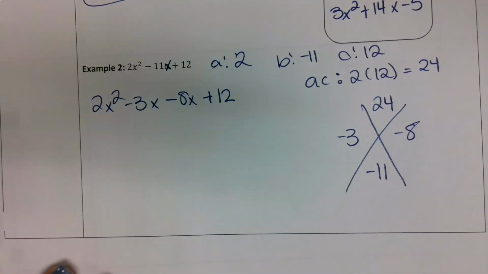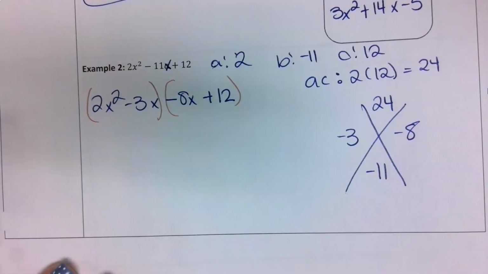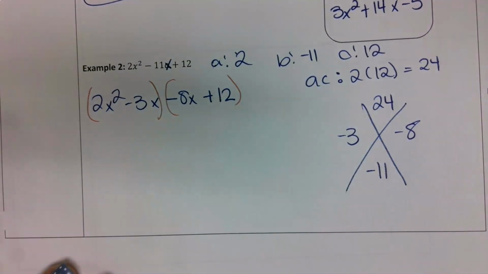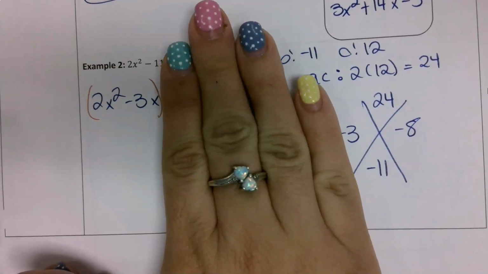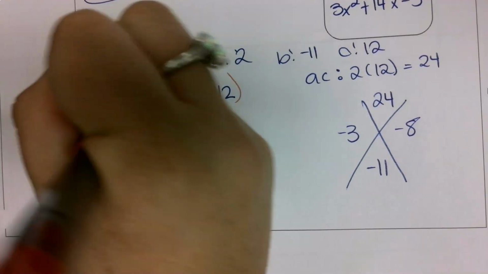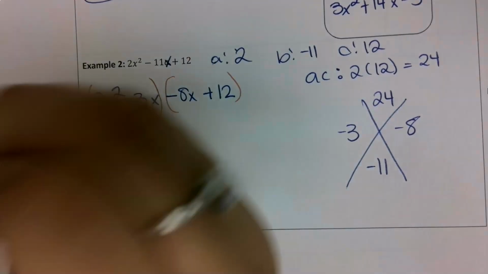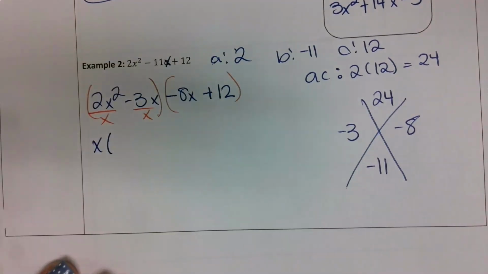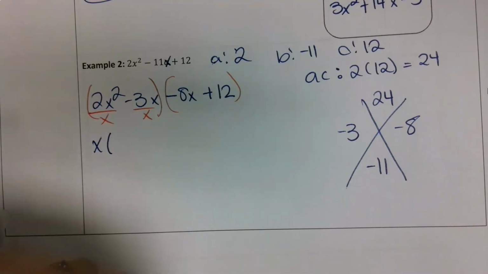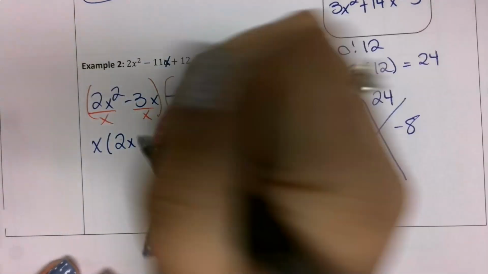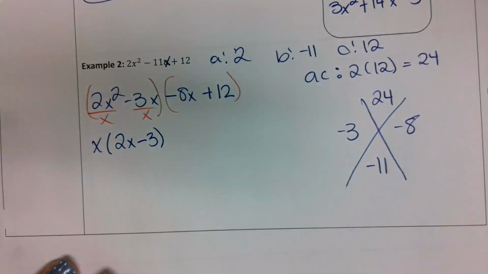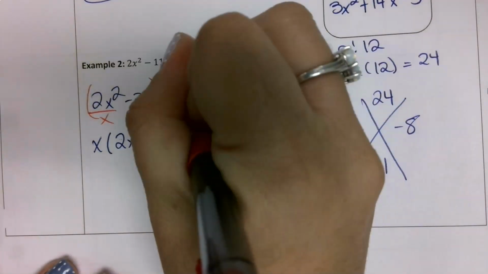Okay. Then what? Okay, so what can I take out of my first group? Just out of this group, what can I take out? Just an x, because 3 is not even. So then I want to write an x out front. And then, bless you, what's 2x squared divided by x? And then negative 3x divided by x? Just negative 3.